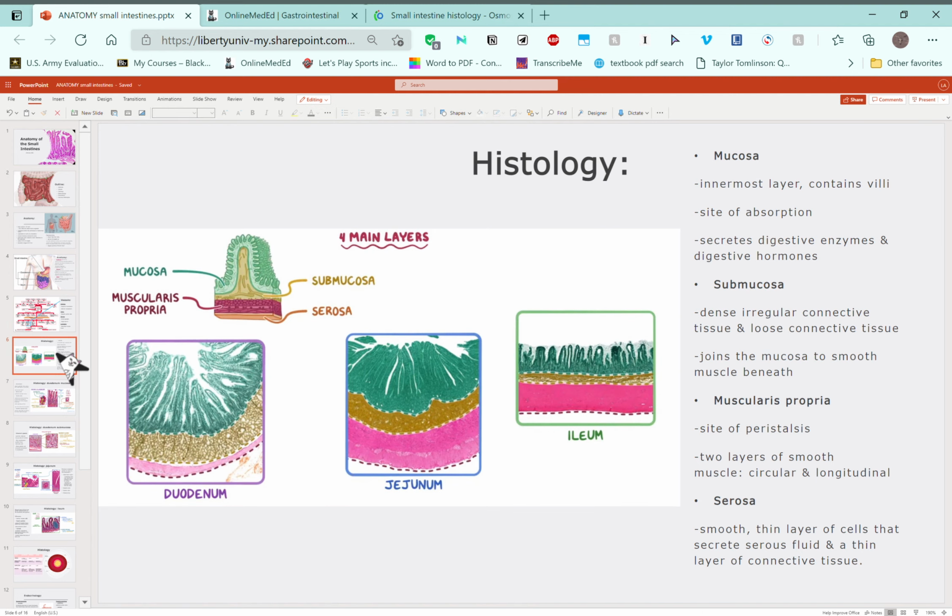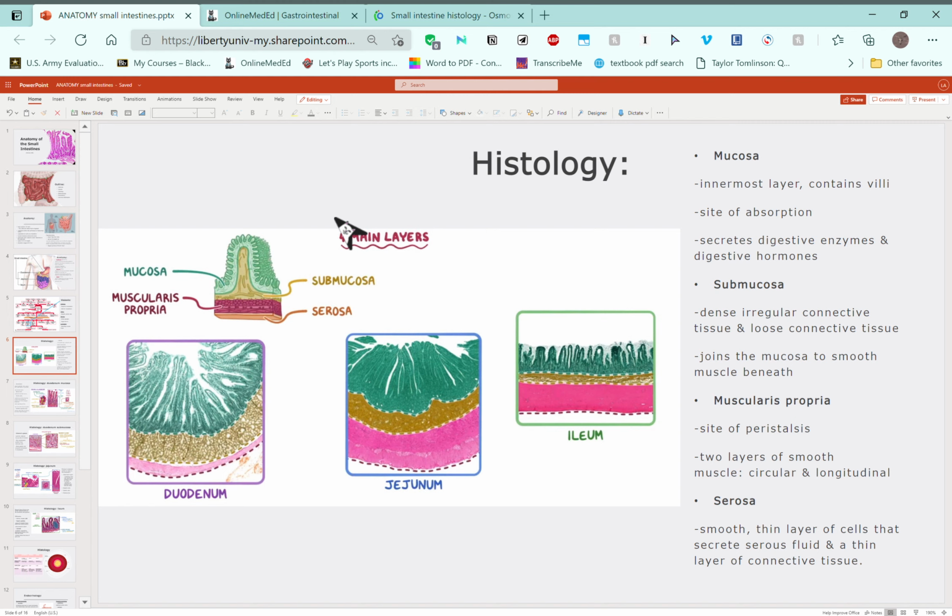Moving on to the histology, there are four main layers of the small intestines. There's the mucosa layer, which is the innermost layer closest to the lumen where the food will be traveling. It contains many of these villi projections, which are these kind of finger tentacle-like things that have increased surface area to go into contact with all the nutrients traveling along the alimentary canal. The mucosal layer is the site of absorption. It's also going to be a layer where we're secreting digestive enzymes and hormones to aid in digestion.